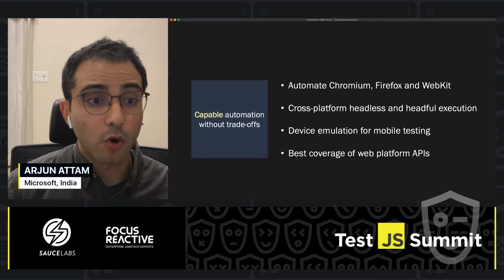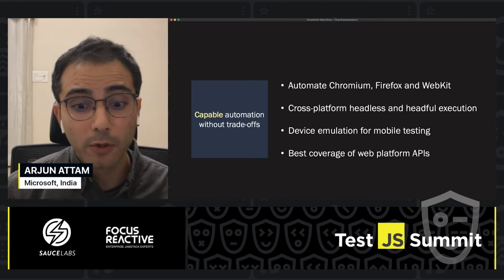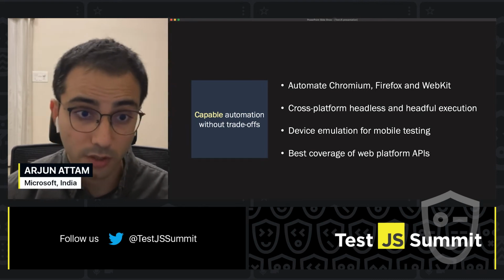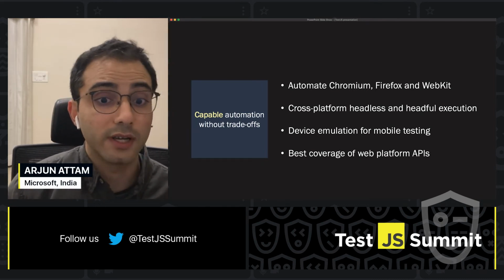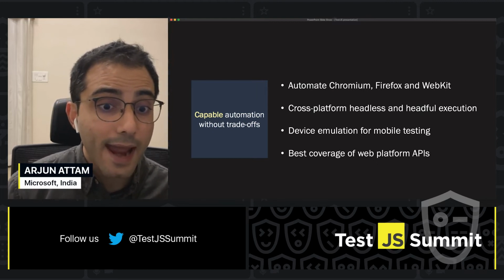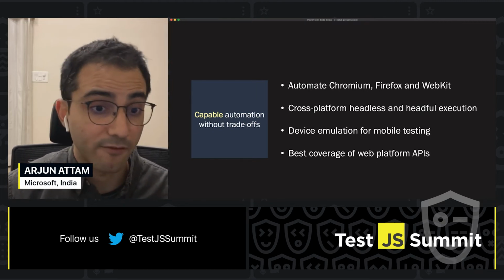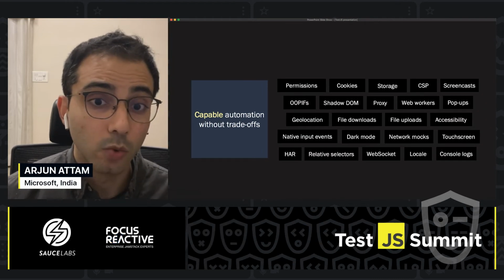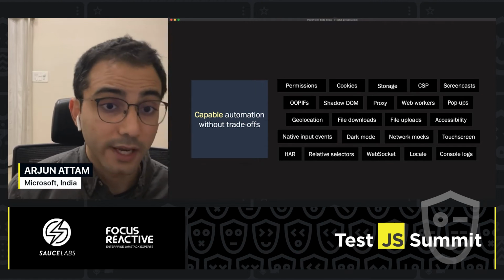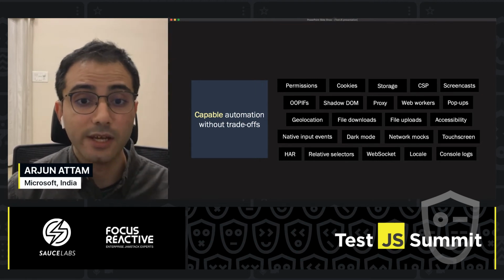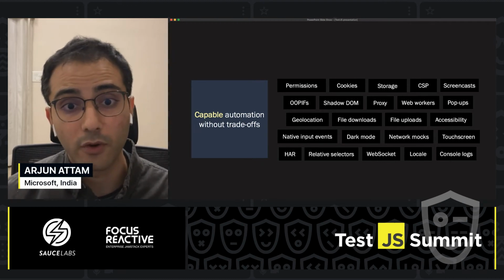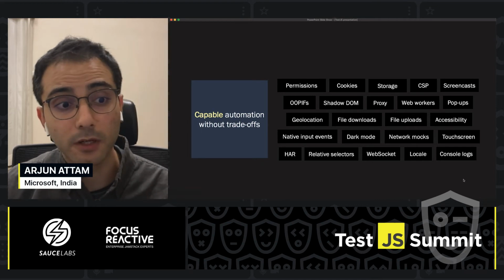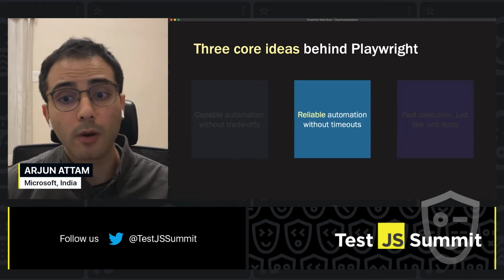What we just saw was automation without trade-offs. You were able to automate all modern web browsers. You were able to get headless and headful execution across all platforms. You also saw device emulation for mobile testing and the best coverage for modern web platform APIs. If you're using any of these APIs, Playwright is really the best tool to author and create your end-to-end tests so that you can ensure that all features of your application are covered with your end-to-end tests. That wraps up the capability section. Let's now talk about reliability.